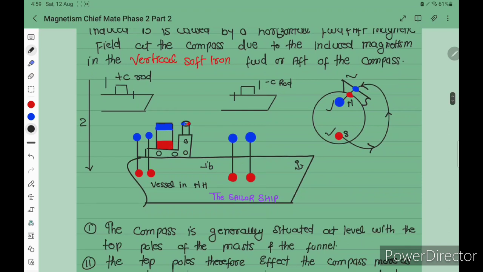So if you see this, your funnel will acquire blue on top, red on the bottom, blue funnel bottoms. So the compass is close to the merchant vessel. The compass is very close to the funnel. So most of the IB is caused by the funnel.